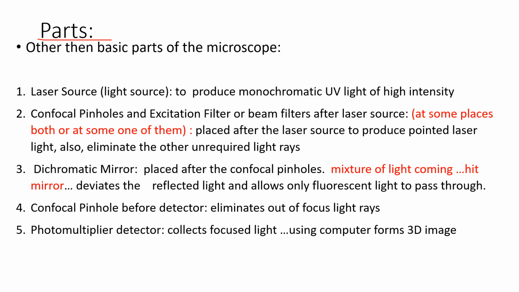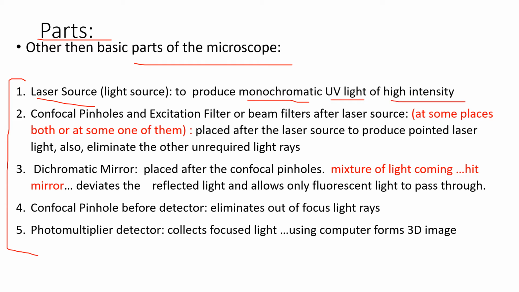So let's get started. Now the basic parts of the microscope are already present, okay? But what are the different microscope parts that are here? Here are five different microscope parts, okay? First is the laser source. Light source is there, but it is the laser source now, which helps us in producing monochromatic single wavelength UV light rays of high intensity.